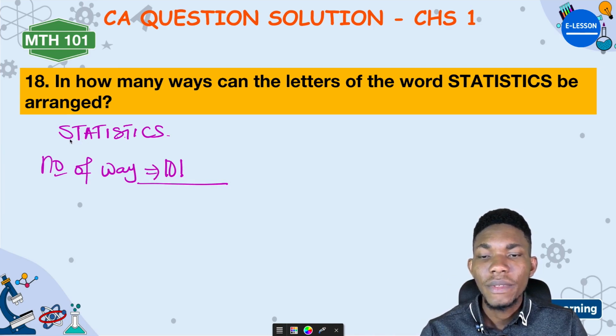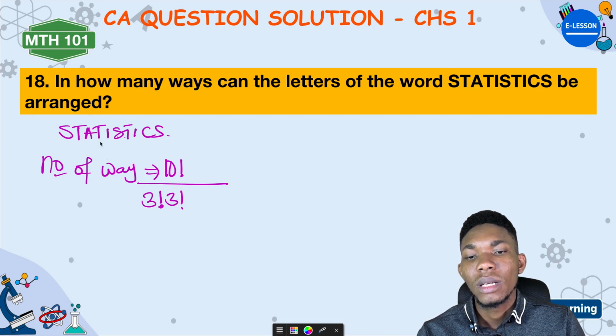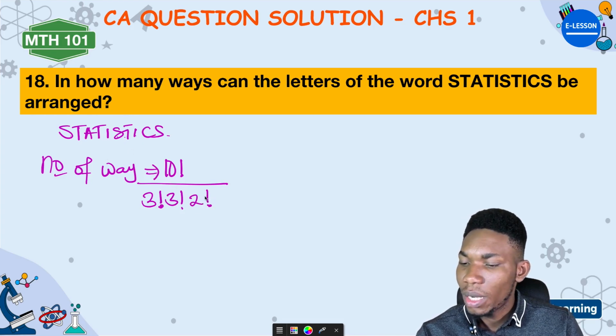S repeated itself 3 times: 1, 2, 3. So for S, you have 3 factorial. T repeated itself 3 times also, so you have 3 factorial. I repeated itself twice, so you have 2 factorial. What other letter repeated itself again? I don't think there is any other that repeated itself again.